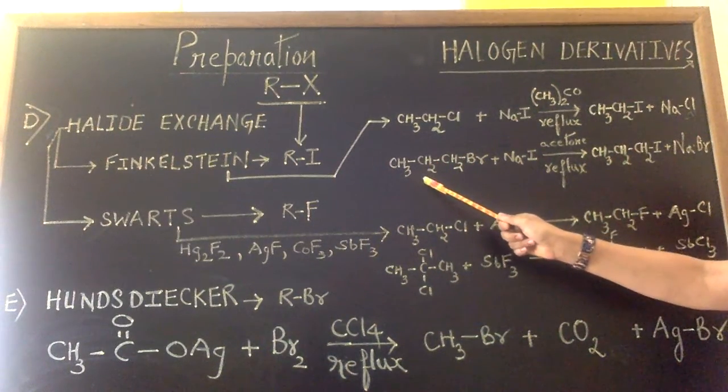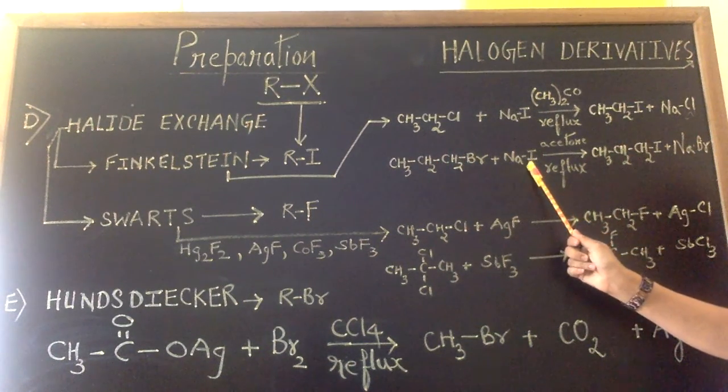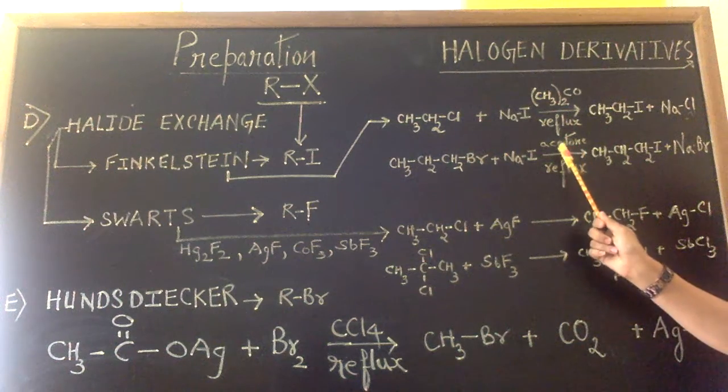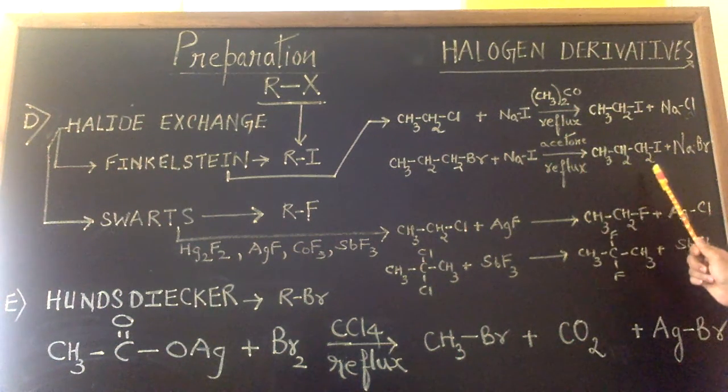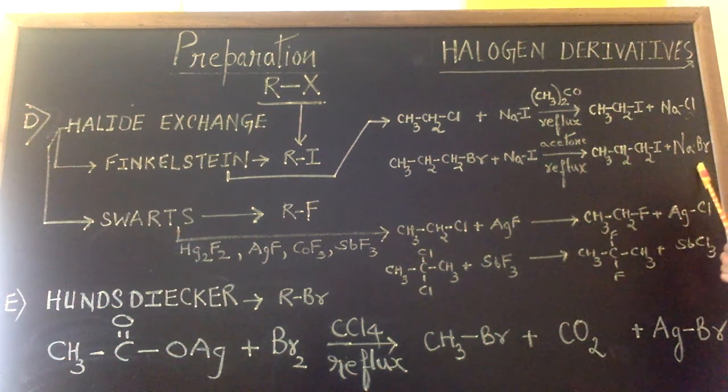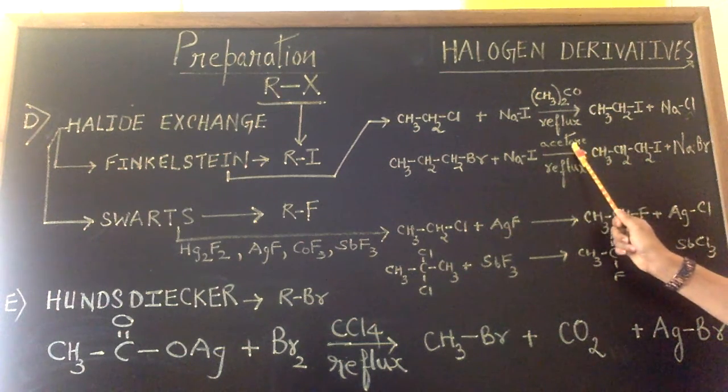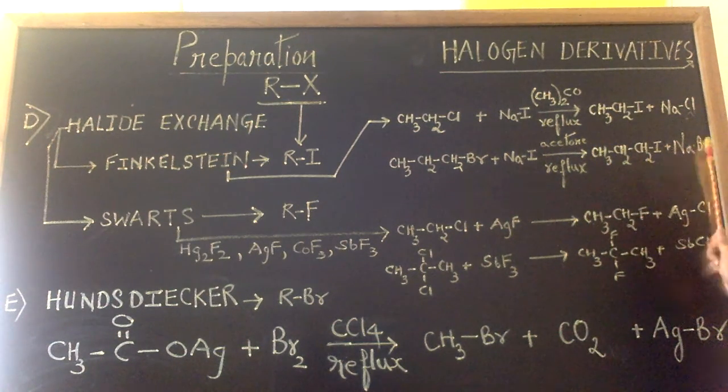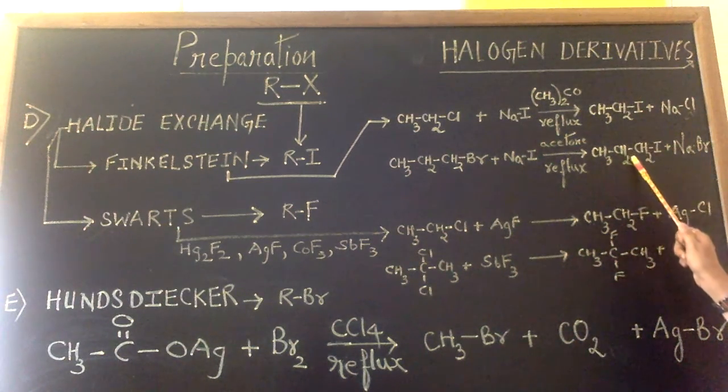Similarly, when I take 1-bromopropane and treat it with sodium iodide by refluxing it in the presence of acetone, then I get 1-iodopropane and NaBr. NaI is more soluble in acetone compared to NaBr, hence the byproduct NaBr remains in the precipitated form and can be separated from the product by filtration.